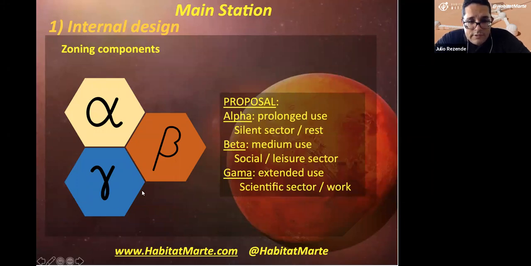And she suggested we use 3 modules. Their names are alpha, beta, and gamma. The alpha is an area to be used for prolonged use and resting. The beta module is for social and leisure. The third module, the gamma, is for the scientific work, and also the control of the other facilities of the station.